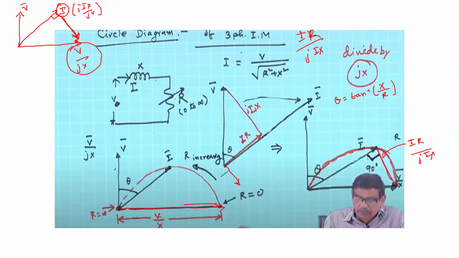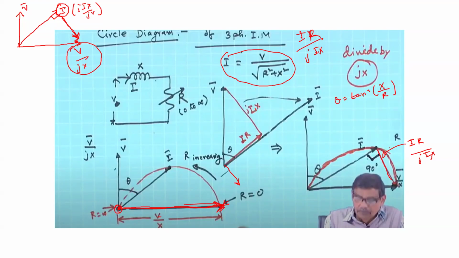Now let us suppose you are putting R equal to 0. When you substitute R equal to 0 in the expression of current, you obtain I equal to V by X. So at R equal to 0, you get the current phasor like this. And when you put R equal to infinity, you will get the current phasor here, at this point, because the current will be 0, I equal to 0.